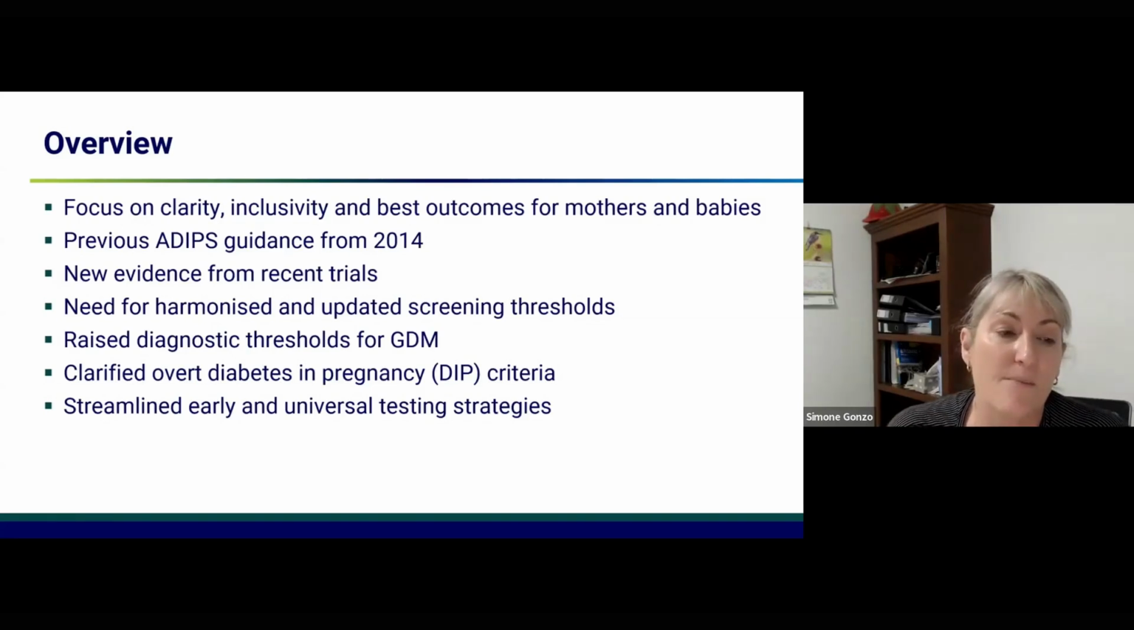There's also been a clearer criteria for diagnosing overt diabetes in pregnancy, or DIP as we're now calling that, and also looking at streamlining early universal testing strategies. And tonight's education leans more towards that shared care with public hospitals. I'm in Queensland, so I work between Queensland Health's guidelines, because that's what the patients get exposed to, but also reflecting the differences with what the ADIPS is showing us and how we apply that locally to our patient populations.